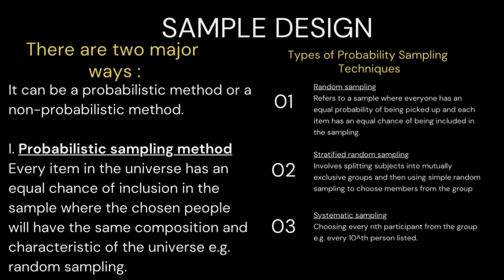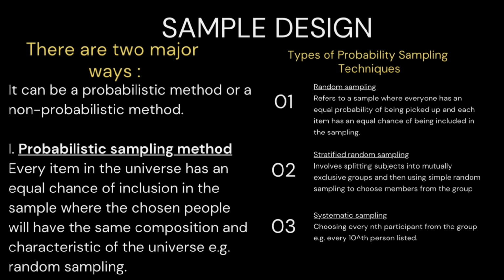Types of probabilistic sampling techniques. We have random sampling, as I had said, which refers to a sample where everyone has an equal probability of being picked and each item has an equal chance of being included in the sampling. Stratified random sampling involves splitting subjects into mutually exclusive groups and then using simple random sampling to choose members from the group.